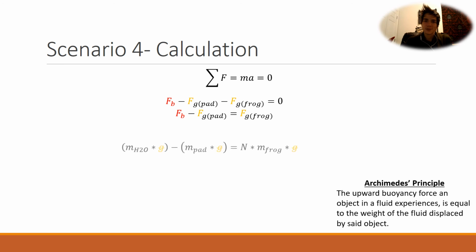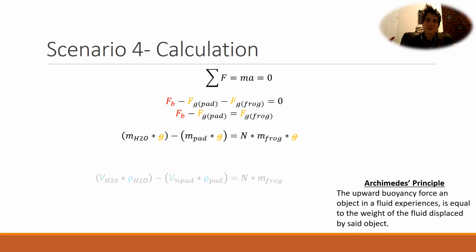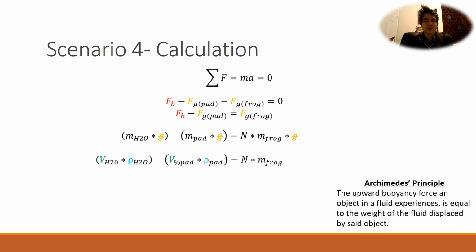Using Archimedes' principle, we can express buoyancy in terms of the weight of the fluid displaced. Expanding the masses in terms of density, we arrive at an expression for some multiple of frogs that equals the difference in the two forces.